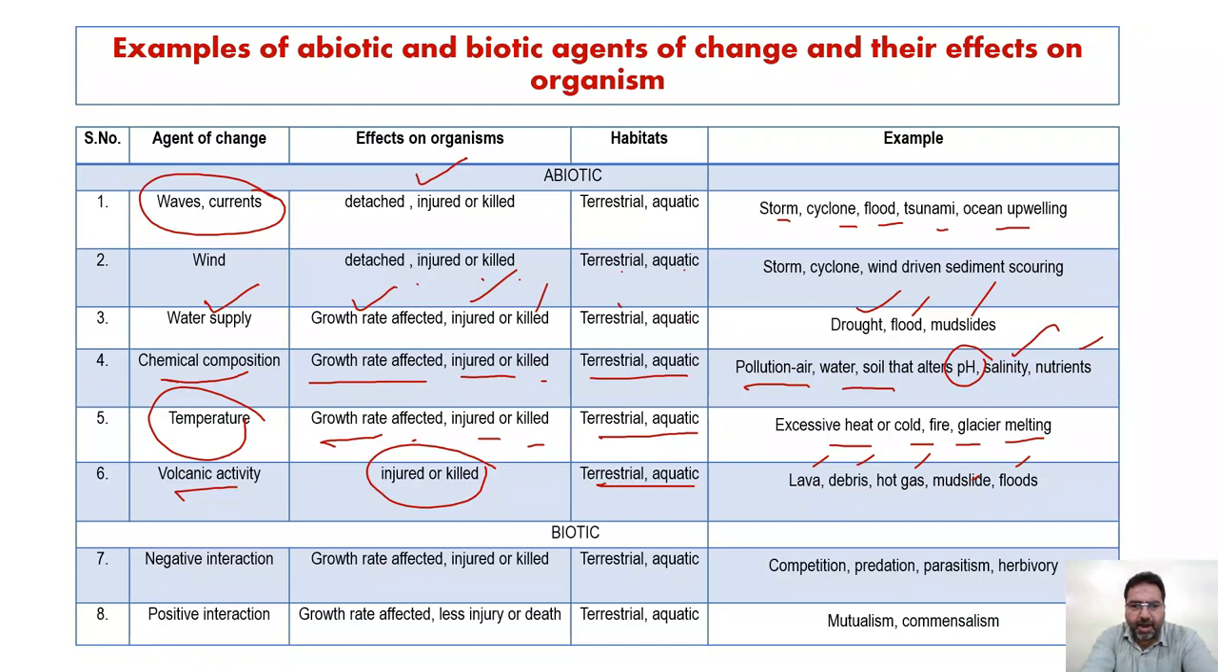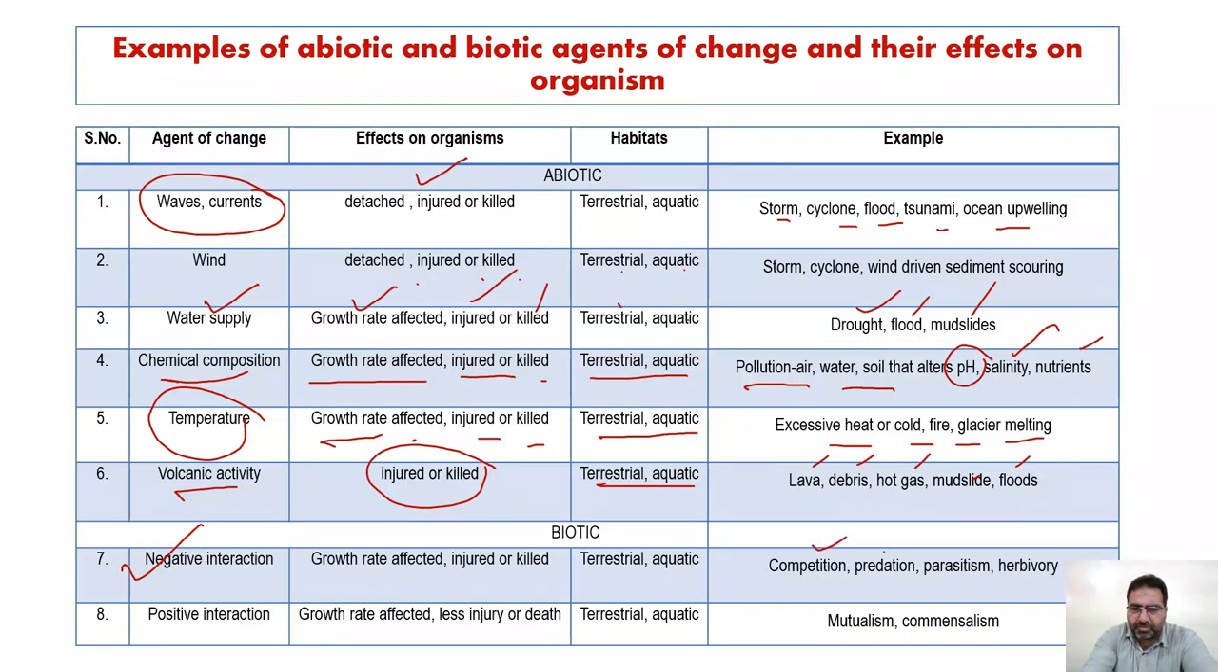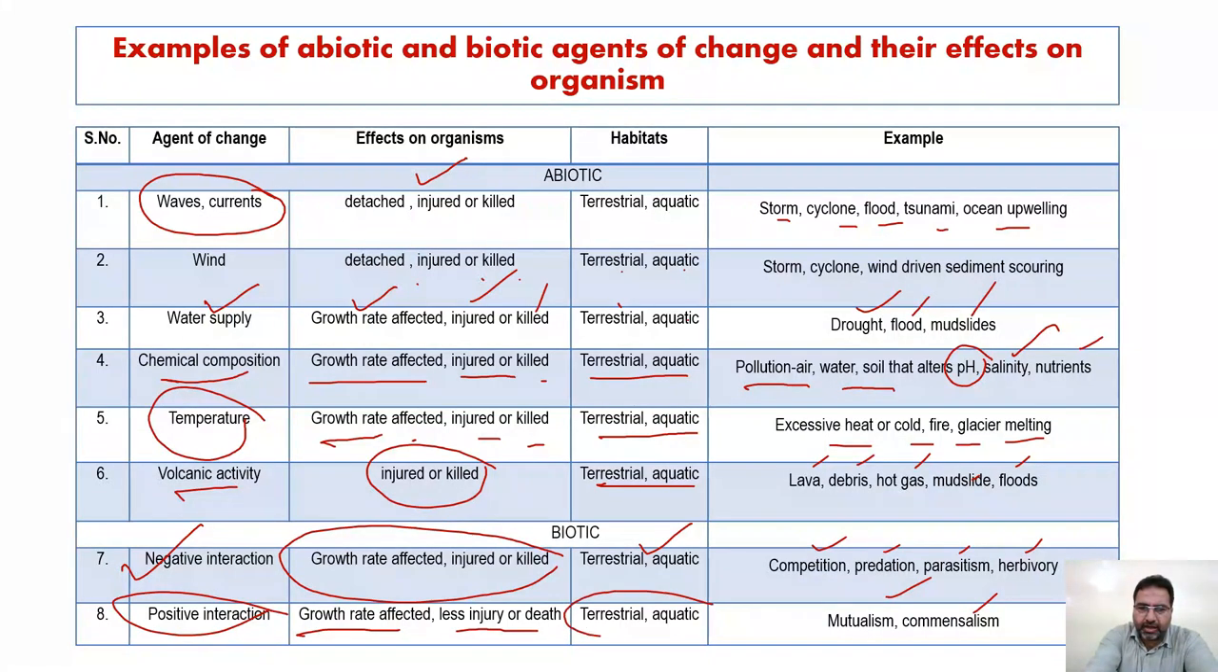Now, what are the biotic factors which cause the succession? The negative interactions, which lead to competition, predation, parasitism and herbivory, affect the growth rate, injury and killing. It affects both the habitats. Then positive interactions, mutualism and commensalism: the growth rate is affected, there is less injury or death, and the terrestrial and aquatic environments are both affected. So this was all about ecological succession, types of succession and the factors responsible for ecological succession.